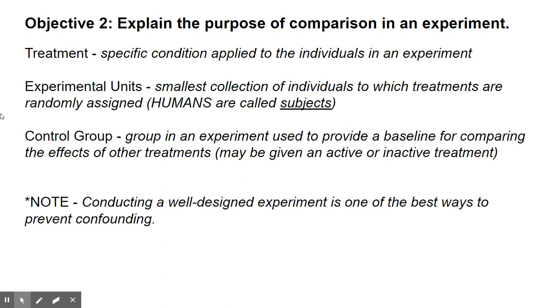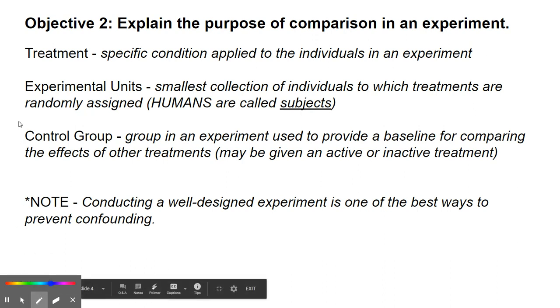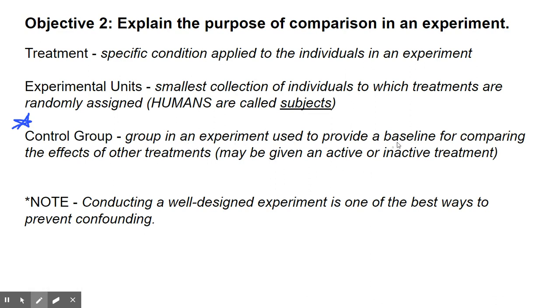All right, so now the control group. This is a very, very important idea. A control group is a group in an experiment used to provide a baseline for comparing the effects of other treatments. This is a memorized response: baseline for comparing the effects of other treatments.